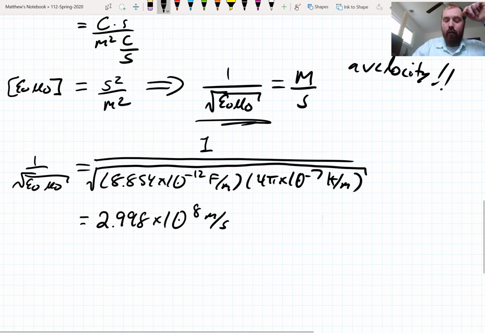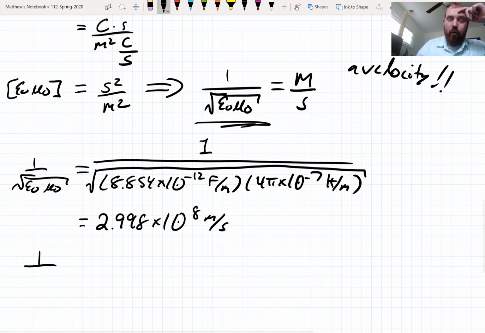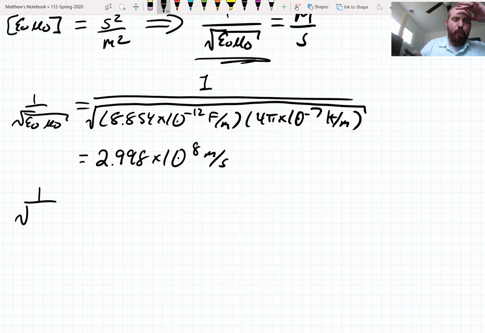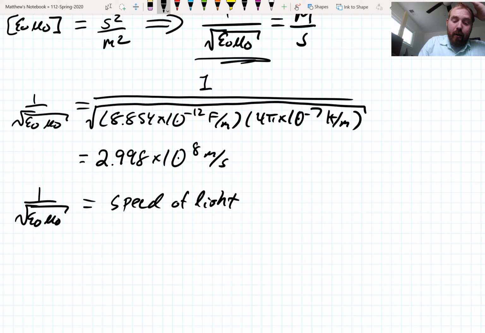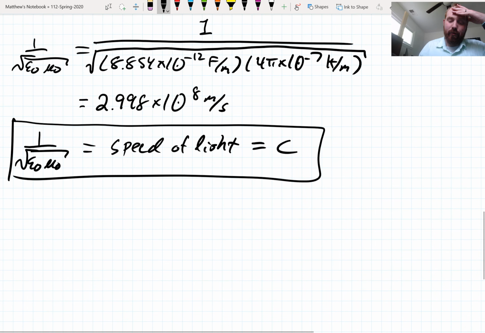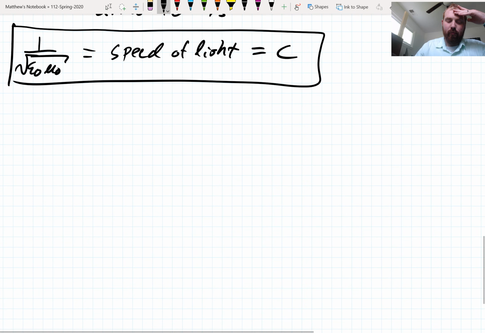For those of you who don't remember, this is the speed of light. Amazing result, guys, amazing. Epsilon naught mu naught is equal to the speed of light. It just pops right out of the field equations. And we'll label the quantity c here. Speed of light, c. Absolutely spectacular result. So let's talk about this a little bit.